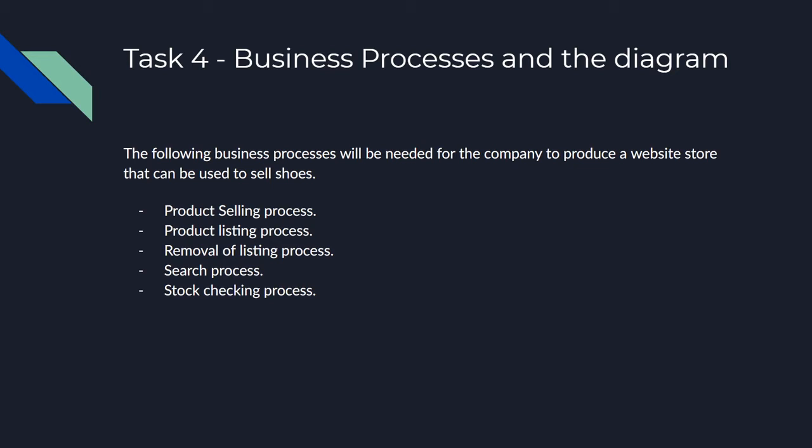Search process allows users to search the listing of items and select tags and details that they want to filter through to find a more accurate representation of what they want to buy. And finally, the stock checking process, which we have created a diagram for to show its process.